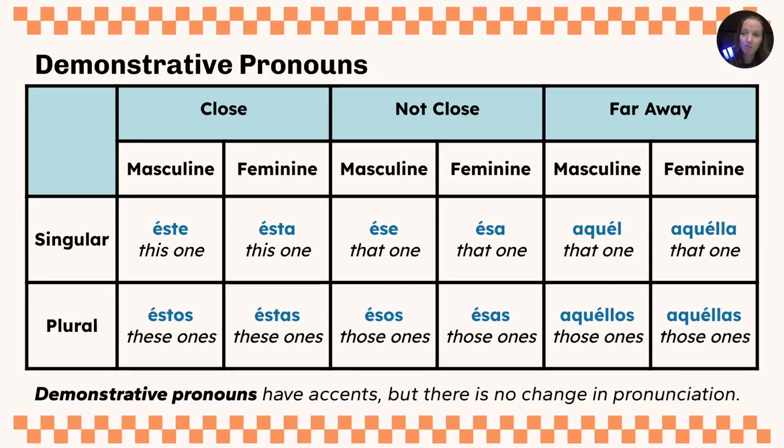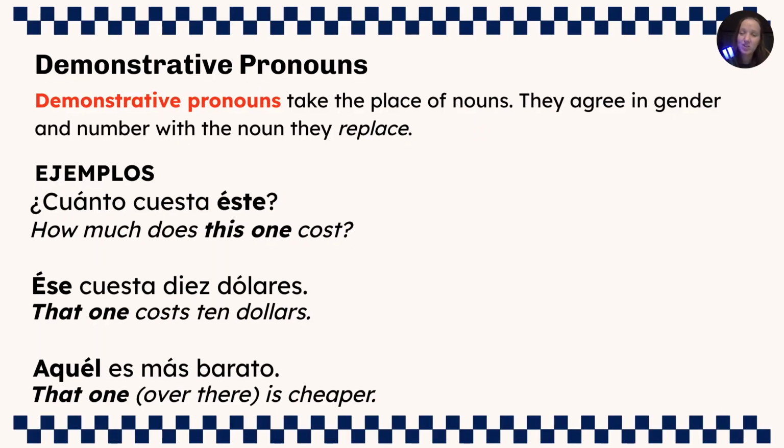Now here are our demonstrative pronouns. You'll notice that they look very familiar. They in fact have the same spellings as our demonstrative adjectives. However, they do have accents. So demonstrative pronouns have accents. However, there is no change in the pronunciation of the word. While our demonstrative adjectives work with the nouns in the sentences, demonstrative pronouns take the place of nouns. And again, they agree in gender and number with the nouns that they replace.